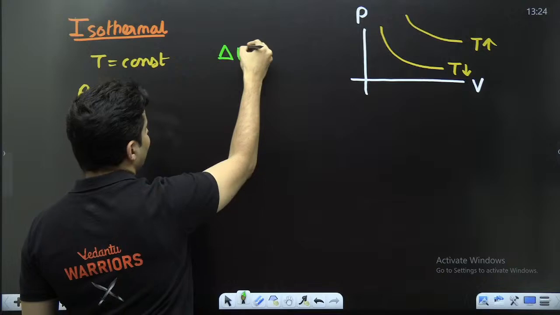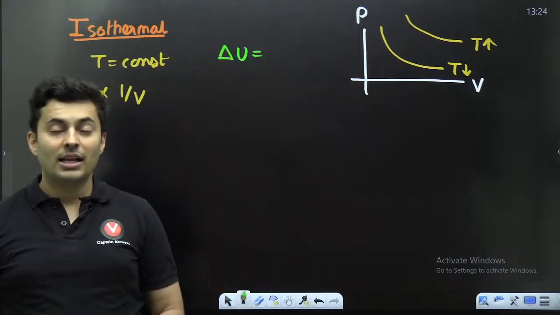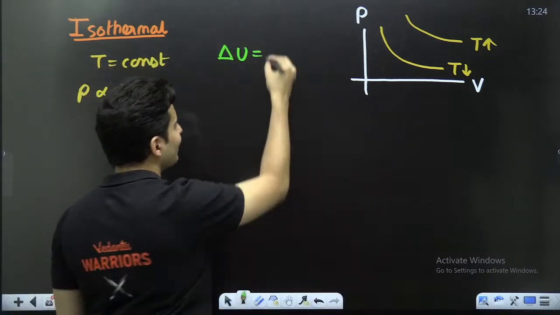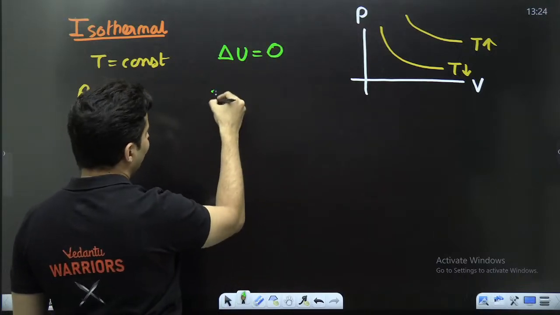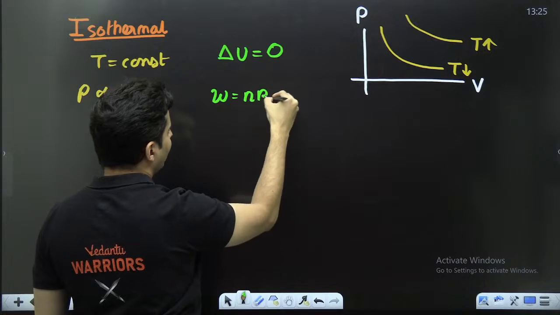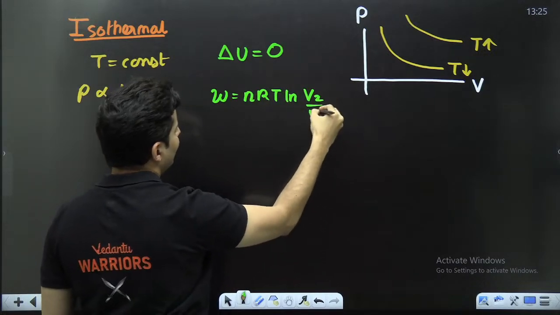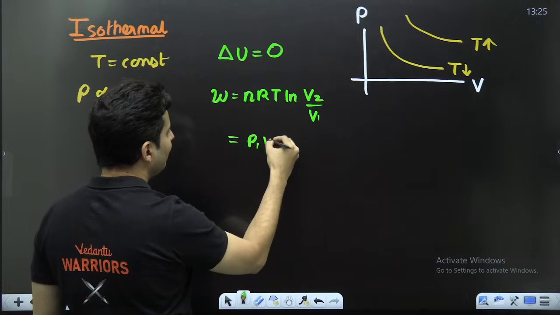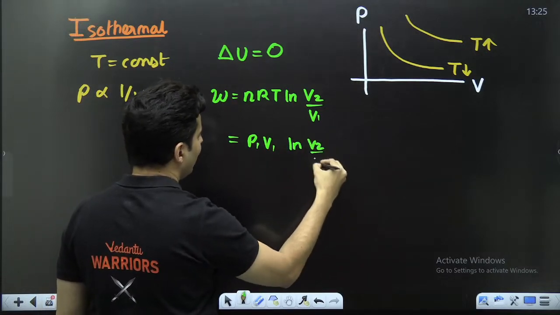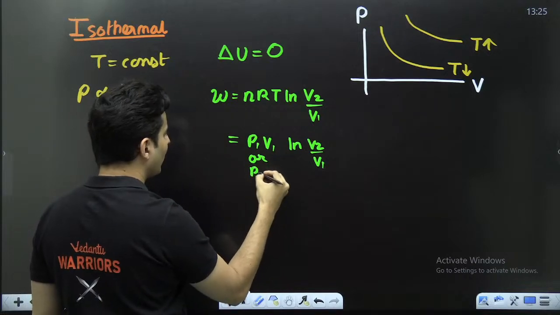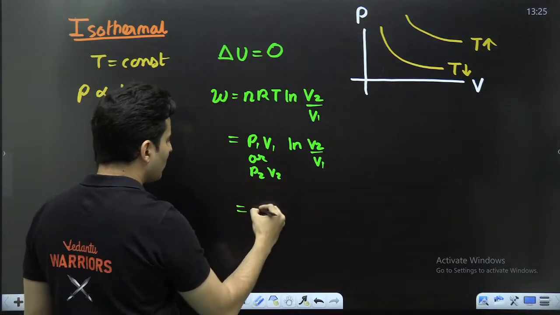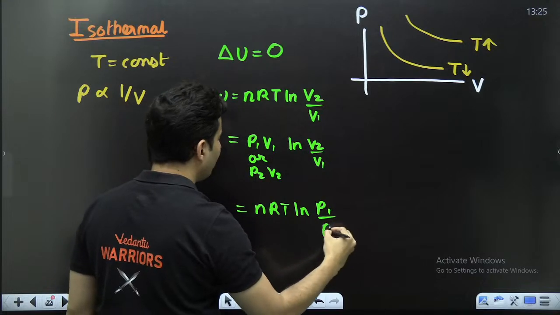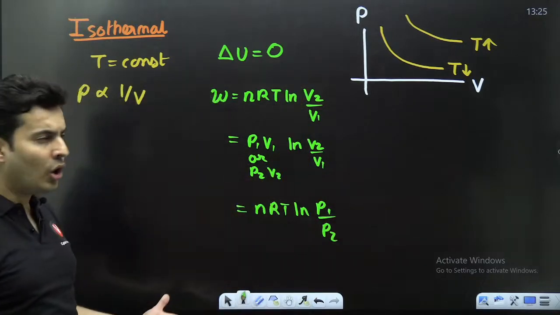If you talk about change in the internal energy, guess how much it will be? nCV delta T, temperature did not change, delta T will be 0. So delta U vanishes. It becomes 0. Perfect. And the work done will be nRT ln V2 by V1. In chemistry, it was V1 by V2. If you want, you can also write nRT as P1V1 ln V2 by V1. Instead of P1V1, you can also write P2V2. You can also write this as nRT ln, instead of V2 by V1, you can put P1 by P2. All of them are the same thing.